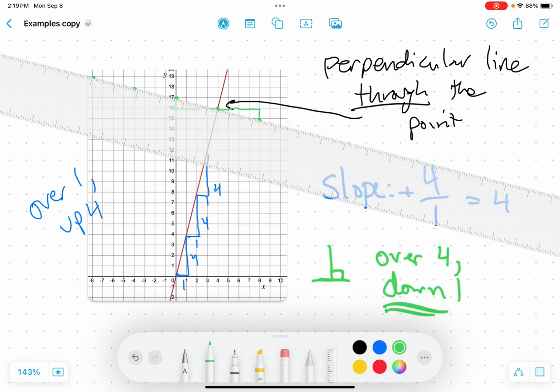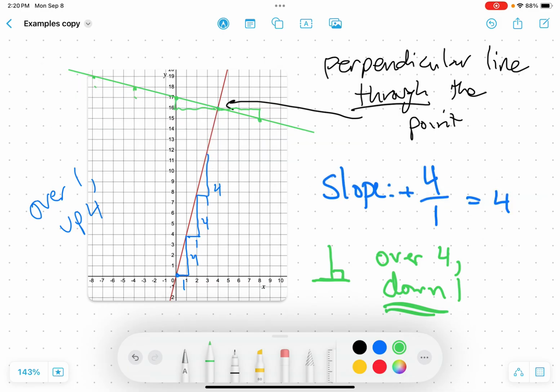Okay, so we see that if we perfectly flip my slope triangle, reverse the slope triangle, so instead of going over 1 up 4, we're going over 4 down 1 and make it negative. That gets me that perfectly perpendicular corner that I wanted right here. So now I have this perpendicular line.